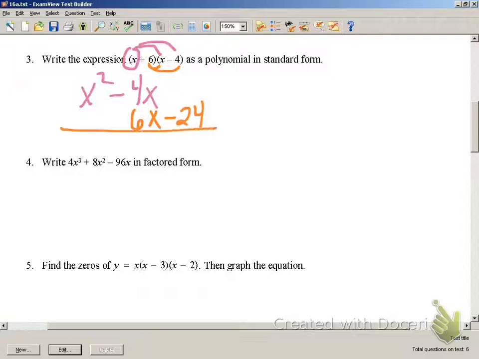And I write it vertically like that so we can see which are the like terms right now. We don't have to scroll through if it's written horizontally and check, and we can just add straight up and down. So x squared, then a negative 4x and positive 6x would be plus 2x minus 24. That is standard form. And that's all we're asked to do there.